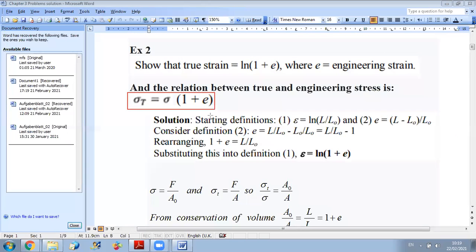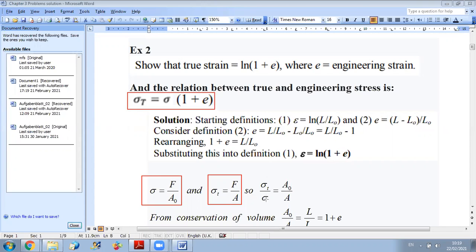So in this case, first, whenever you want to demonstrate a relation, you should go back to the definition. What is sigma engineering? It's F over A0. What is sigma true? It's F over A. So here, to demonstrate this formula, I need to demonstrate that sigma true over sigma is equal to 1 plus epsilon. So let us find what is the ratio of sigma true over sigma.